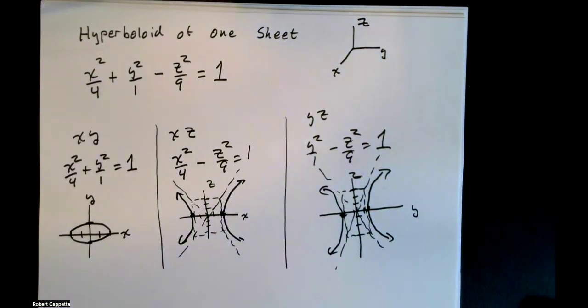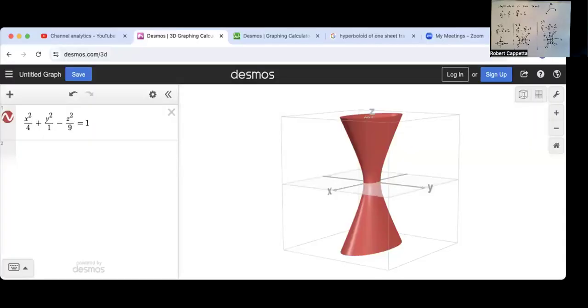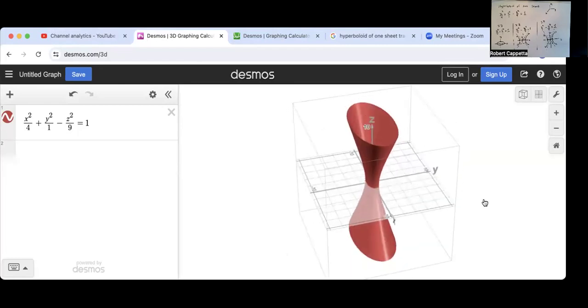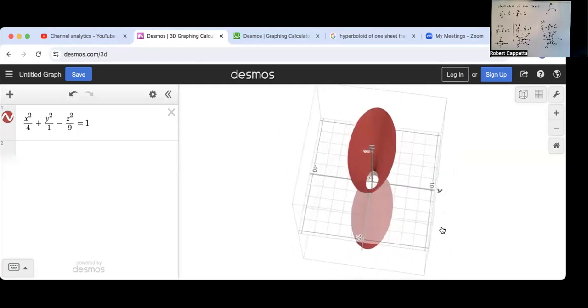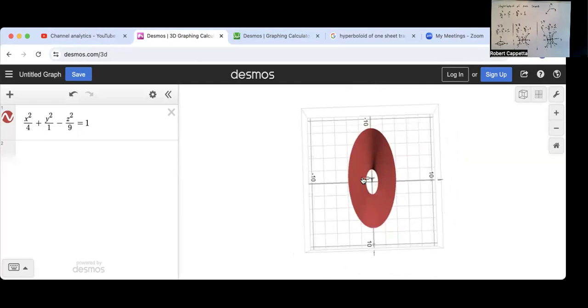So what does this look like? Can you visualize that with those various pieces? Breaking it down to 2 dimensions, can you see what this is going to be? So here is our Desmos graph. X squared over 4 plus y squared over 1 minus z squared over 9 equals 1. Can you see the ellipse in the xy plane? Notice if I spin this thing around, you can see that little ellipse in the xy plane. If I give you the top view and we just look at that, again, you can see that little ellipse there. You'll notice that the y direction goes to 1 and the x direction goes to 2.